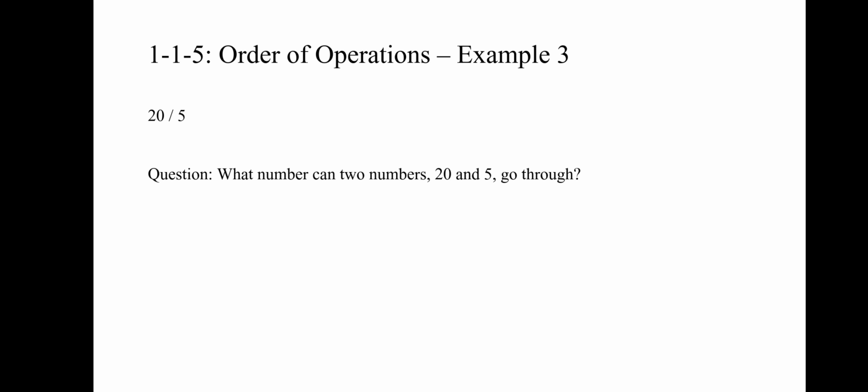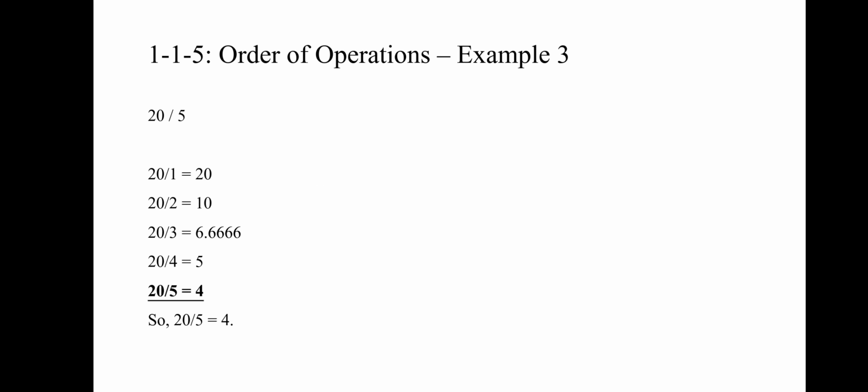So what number can the two numbers, 20 and 5, go for? Here are the divisibles. So 20 divided by 1 is 20. And 20 divided by 2 is 10. 20 divided by 3 is 6.6666666. 20 divided by 4 is 5, and 20 divided by 5 is 4. So here you have it. 20 divided by 5 is 4.